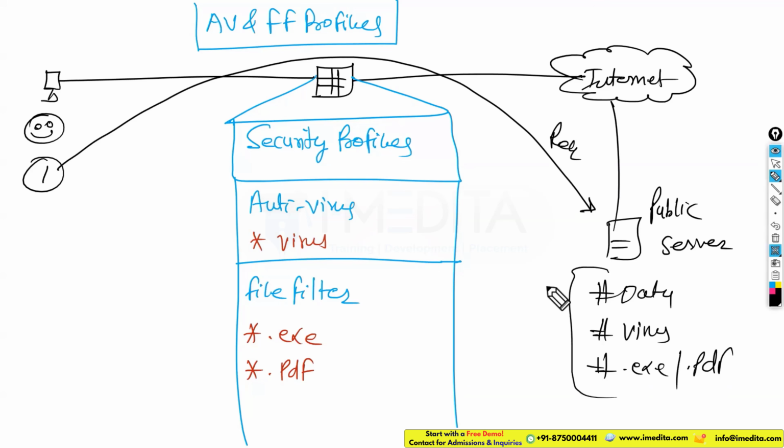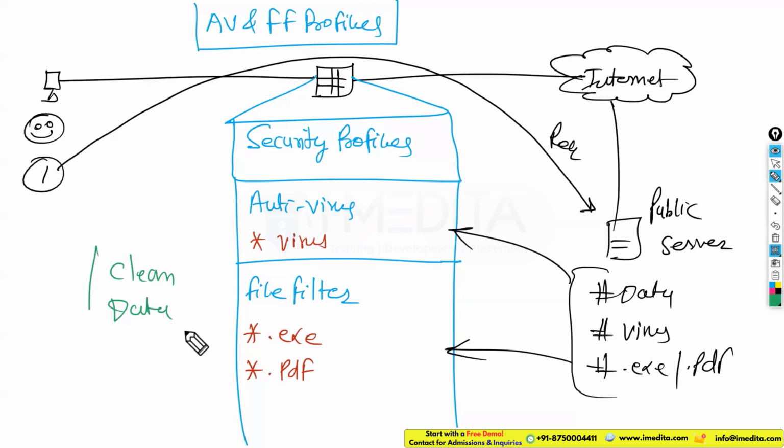Now this data will be filtered through antivirus and file filter. Antivirus will block virus, file filter will block file type. Then these profiles will clean the data, or they will remove the impurities. Then this clean data will be offered to the client. So in this way, our antivirus or file filter profile will work.